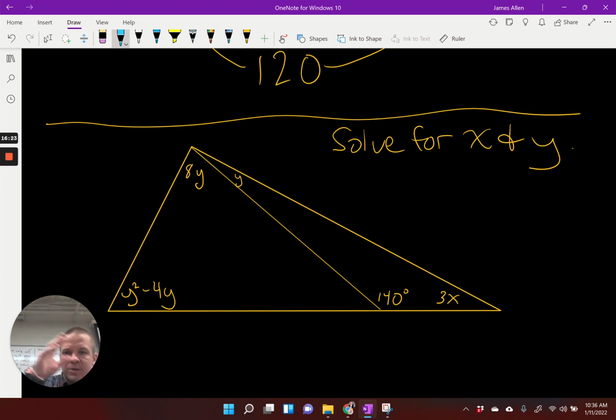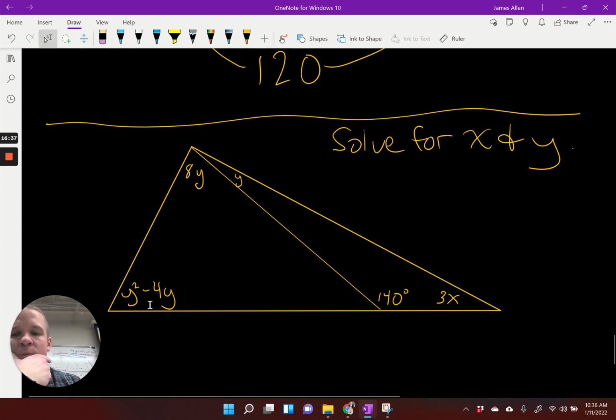Okay, so I've got this whole triangle. Within a triangle, we have triangleception, right? Inception of triangles here happening. So what can we do here is really the question. Well, I've got some Y's here, and we've got another Y here and an X. So I could say Y squared minus 4Y plus 8Y plus Y plus 3X all adds up to 180, right? And then I also have Y plus 3X plus 140 equals 180.